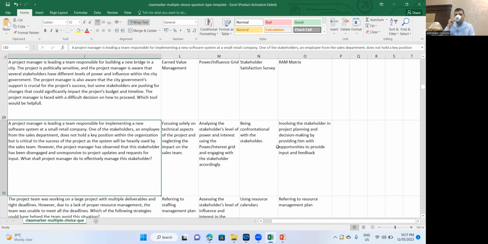Sir, if he doesn't have the power, but since that department is going to use the software more, I think he will be involved in planning and design. Hear him out. Take the requirements. Keep him involved. Show him the demo. Take the requirements from him. Okay. He should be part of the requirement gathering.